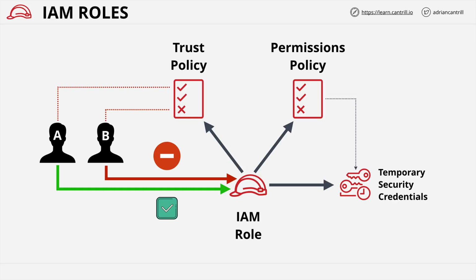Now, when you assume a role, temporary credentials are generated by an AWS service called STS, or the Secure Token Service. And this is the operation that's used to assume the role and get the credentials. STS:AssumeRole.